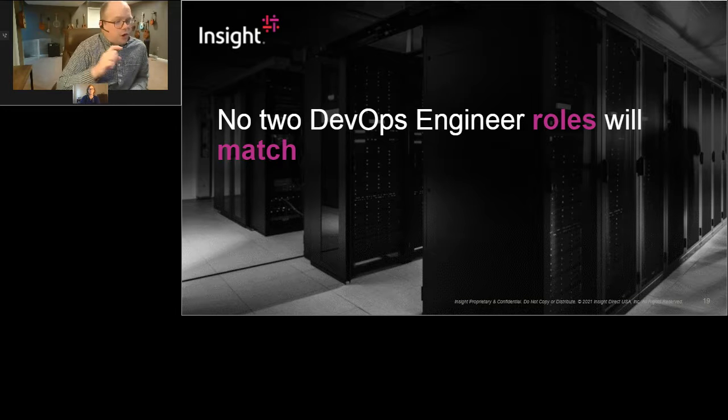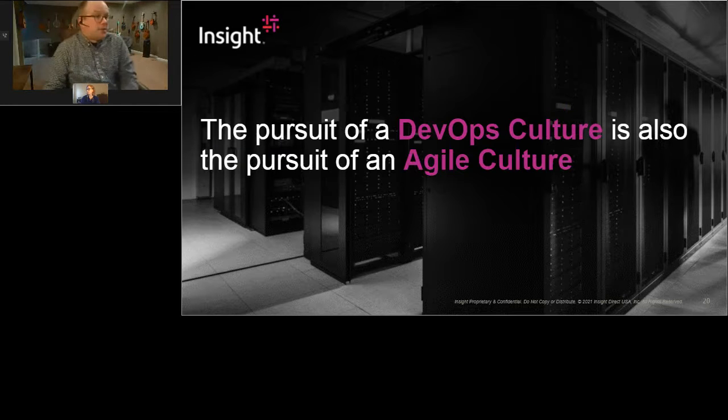But the one thing that all of those DevOps engineer job postings had in common was that they expect you to understand Agile, because DevOps was born out of Agile. And whether you acknowledge it as an Agile skill or not, the things that a DevOps engineer will be doing are rooted in Agile flavored concepts about trying to deliver value more seamlessly and bringing people together. So the pursuit of a DevOps culture is also the pursuit of an Agile culture.